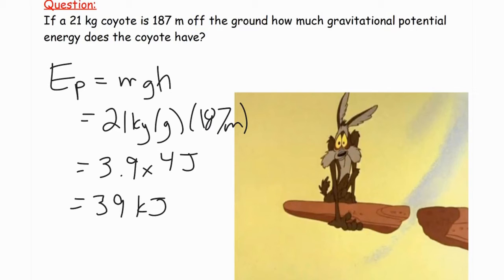You'll notice that there is a direct relationship between all these variables. If mass goes up, potential energy goes up the same amount. If the height goes up, potential energy goes up the same amount as well. And if we were to somehow increase the gravitational field strength, potential energy would go up by the same amount as well. So it's not a squared relationship like it is with kinetic energy.